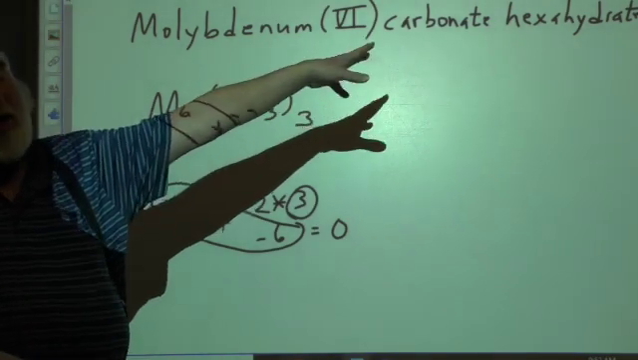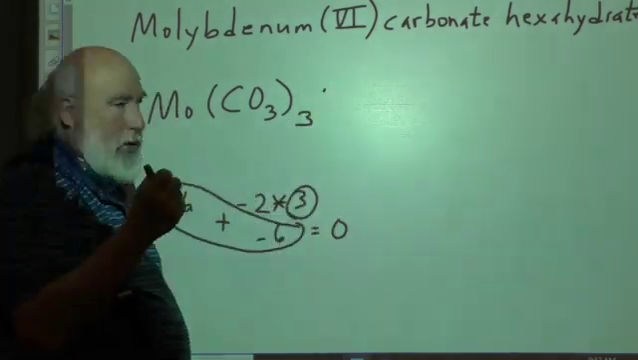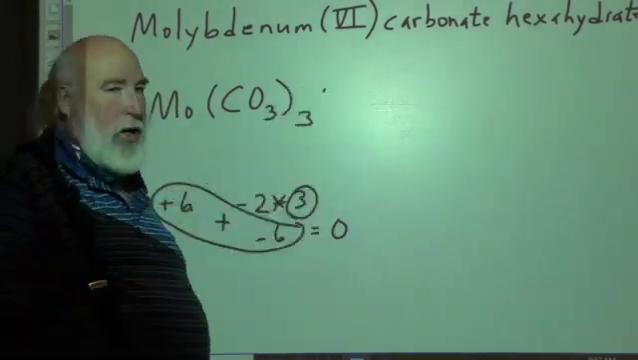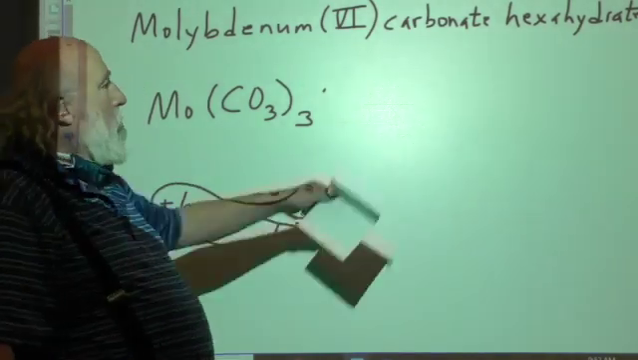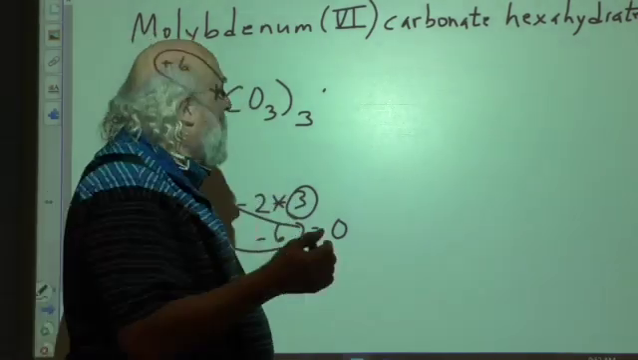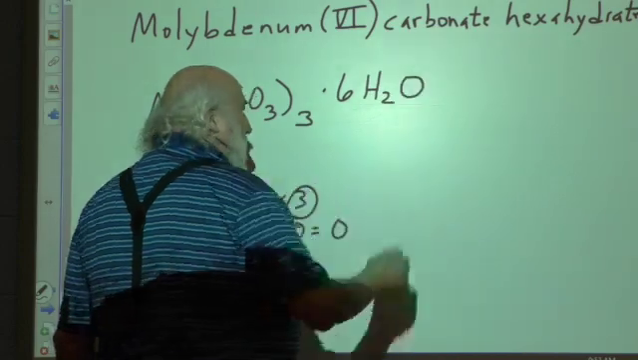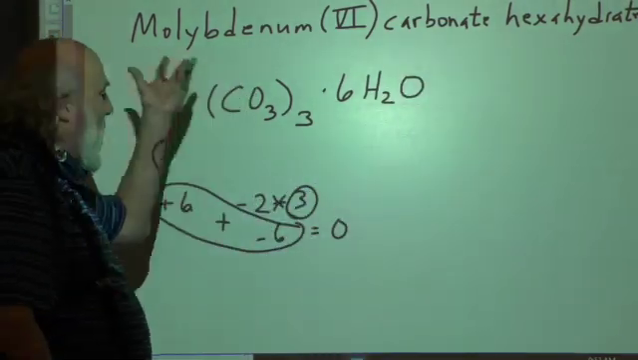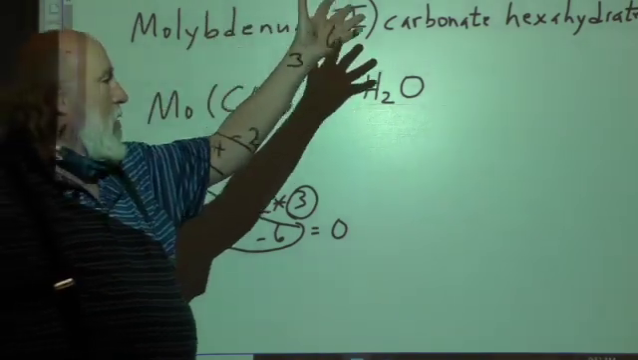Now we're going to have the hydrate attached to it, and that means now we put the dot in the formula. Even though it's not in the name, we put it in the formula. So, the prefix hexa, you take a look at that chart if you don't know it, is 6. That means we're going to have 6 waters attached to it. Ladies and germs, there is the formula for molybdenum 6 carbonate hexahydrate.